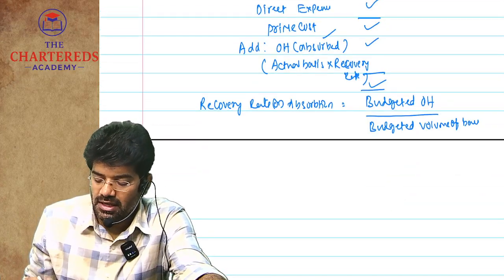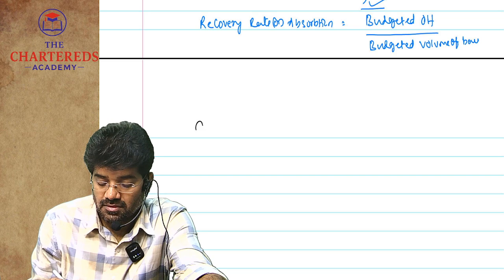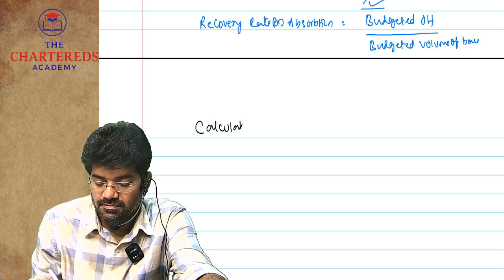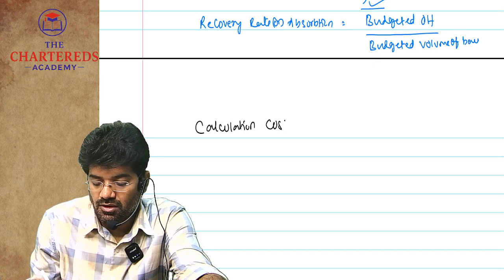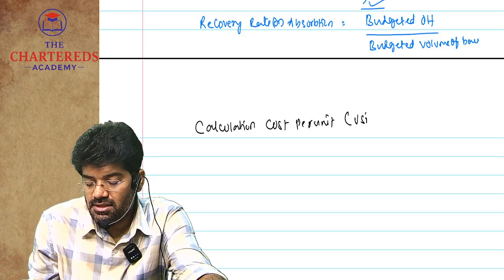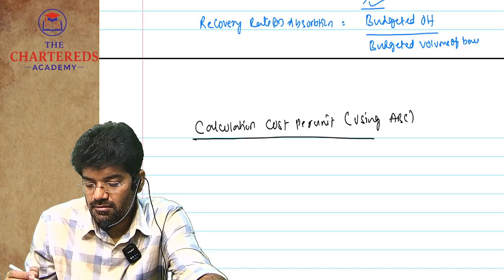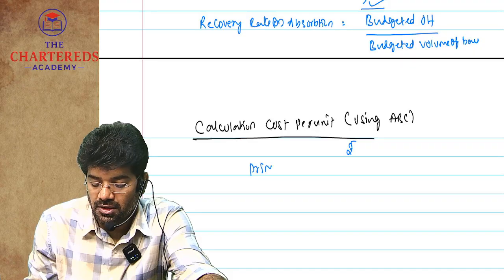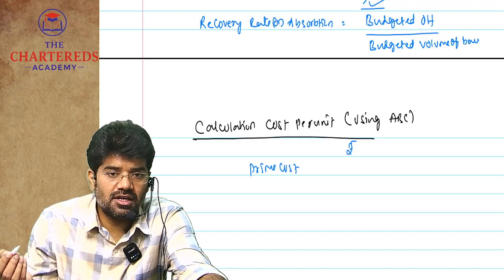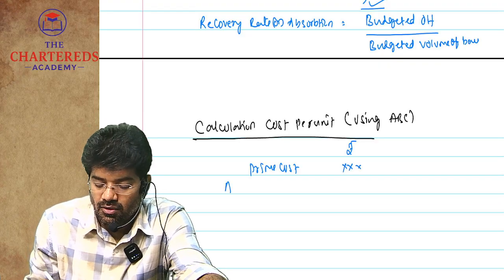Okay. Now under ABC, calculation of cost per unit using ABC. So same prime cost, whatever prime cost we take under traditional, here also prime cost will remain what? Same. Now add overheads.